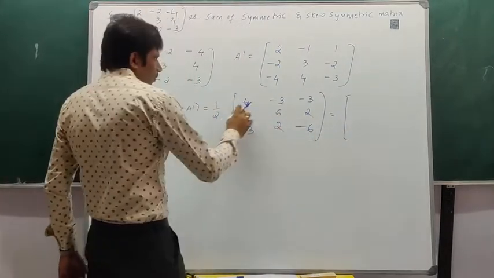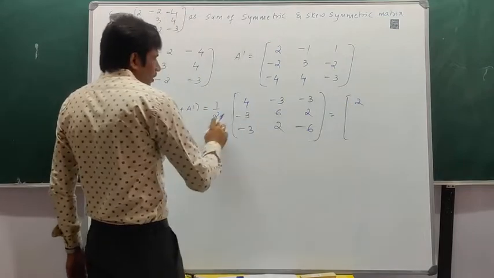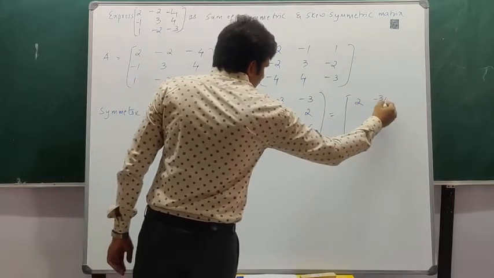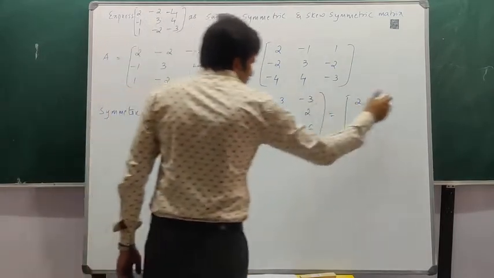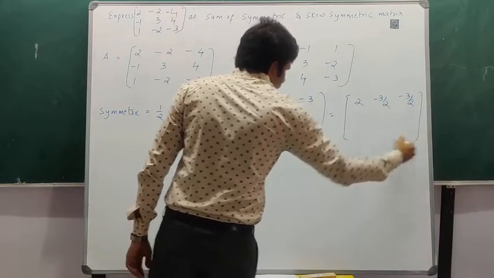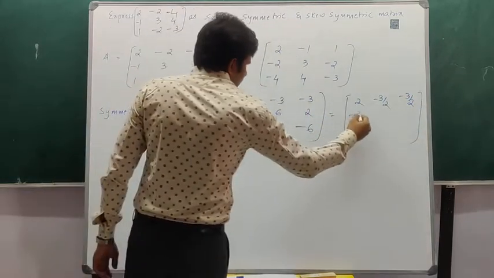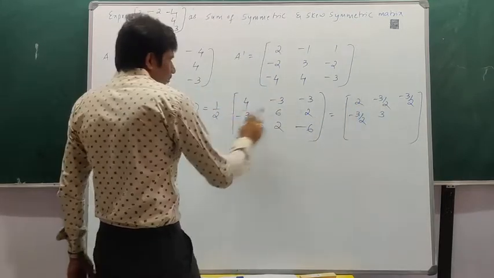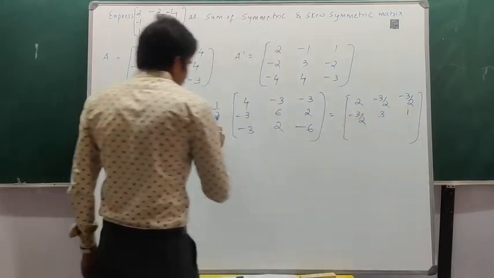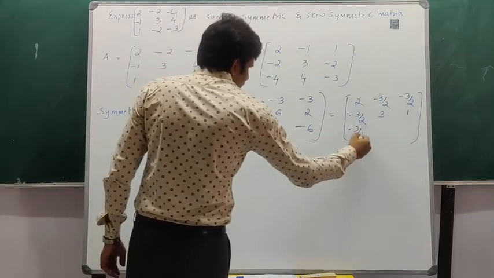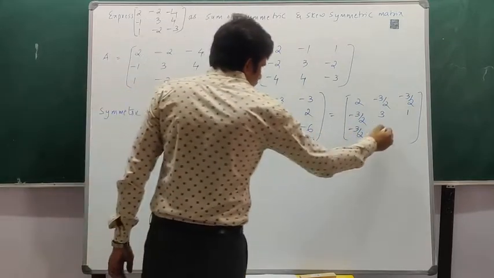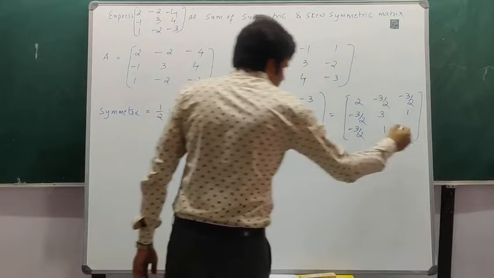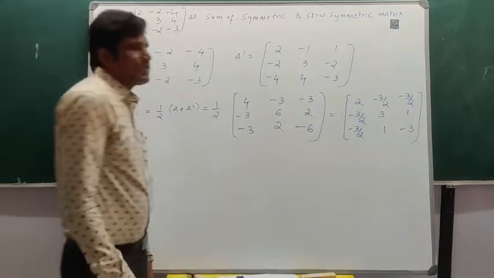So that is 1 by 2 into 4, so that is 2. 1 by 2 into minus 3 is minus 3 by 2. 1 by 2 into minus 3 is minus 3 by 2. 1 by 2 into 6 is 3. 1 by 2 into 2 is 1. 1 by 2 into minus 3 is minus 3 by 2. 1 by 2 into 2 is 1. 1 by 2 into minus 6, that is minus 3.